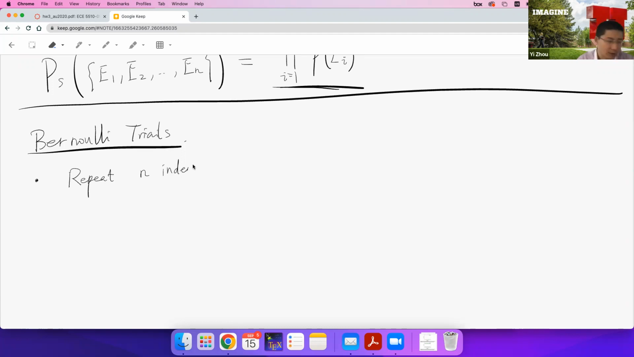Well, in the Bernoulli trials, we are talking about repeated independent experiments. So you flip a coin independently n times. But here we care about the occurrence of a certain event.